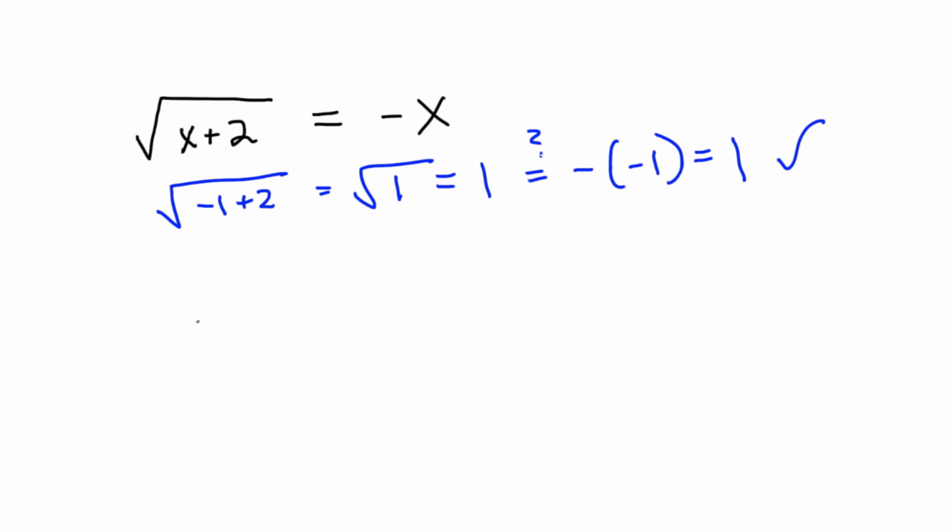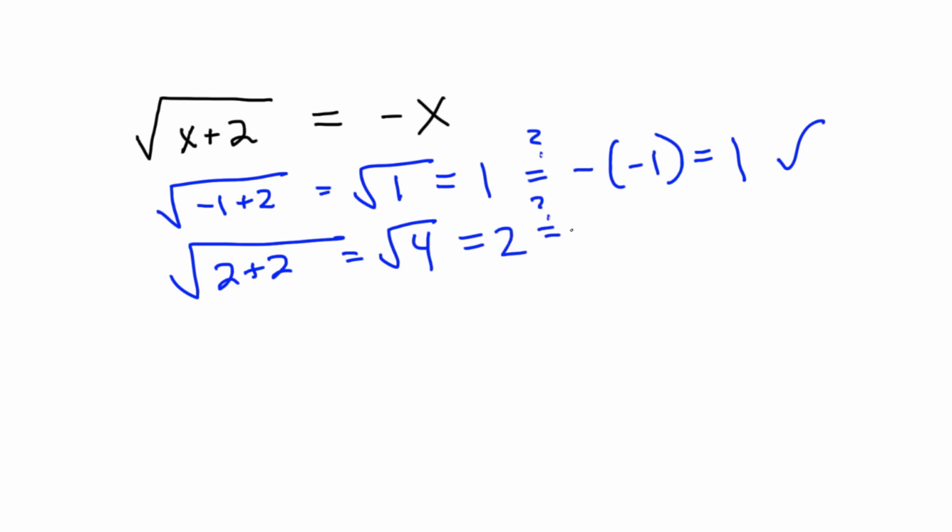How about 2? Let's try that. The square root of 2 plus 2 is the square root of 4, which we know equals 2. But on the other side, does that equal -2? No, 2 does not equal -2. So the solution where x equals 2 does not work. The only solution in this case is -1. The correct answer for 15 is B.